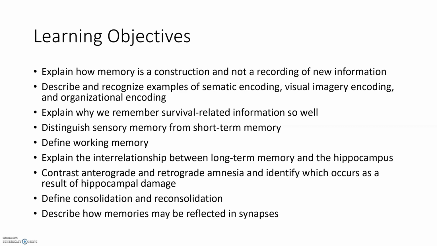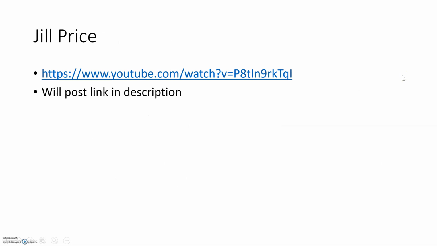We'll talk about different stages of memory, or different processes involved in memory, including the encoding and the retrieval, we'll talk about later. But today we'll talk about encoding and storage and different kinds of memory, different regions of the brain that are involved in it. So there's a couple videos that I show as part of this lecture. I'll just post those links in the description.